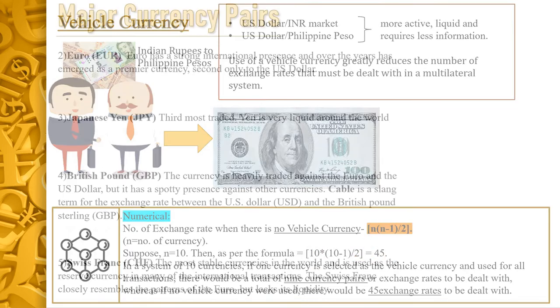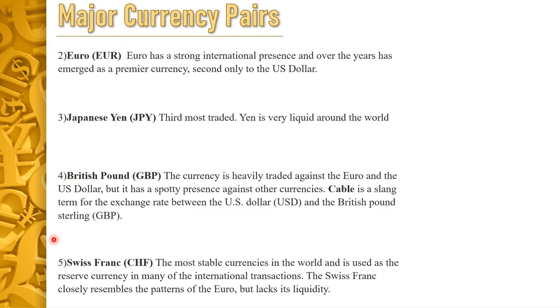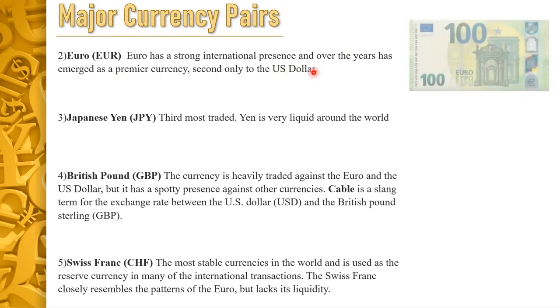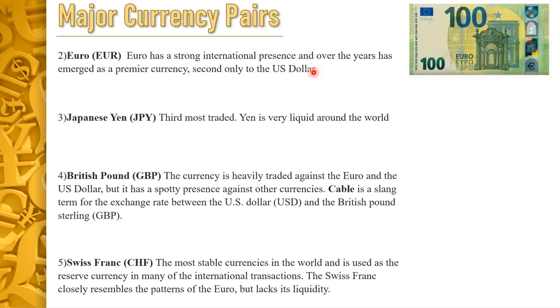Okay. So coming to the remaining major currencies, we have the Euro, which has a strong international presence and has emerged as a premier currency, only second to the US dollar. So after USD, in terms of strong presence, it is EUR, which is the Euro. The Japanese yen, which is JPY, is the third most traded currency.